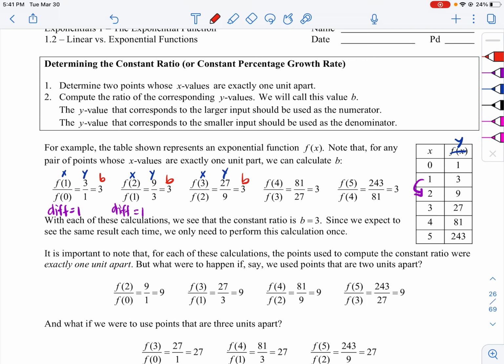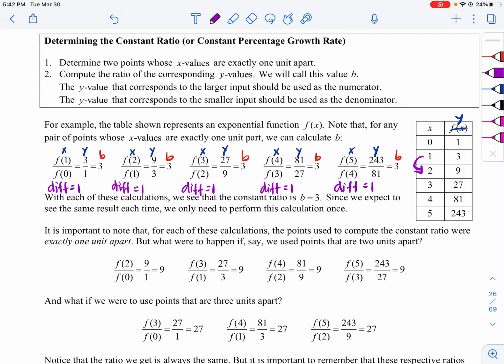I think you guys can see this is just over and over. This is x, this is y. This is x, this is y. This is our b value, and this is our b value. And our difference is 1. Okay, what I'm trying to say is that my x values are 1 unit apart. This is also a difference of 1, and this is also a difference of 1.